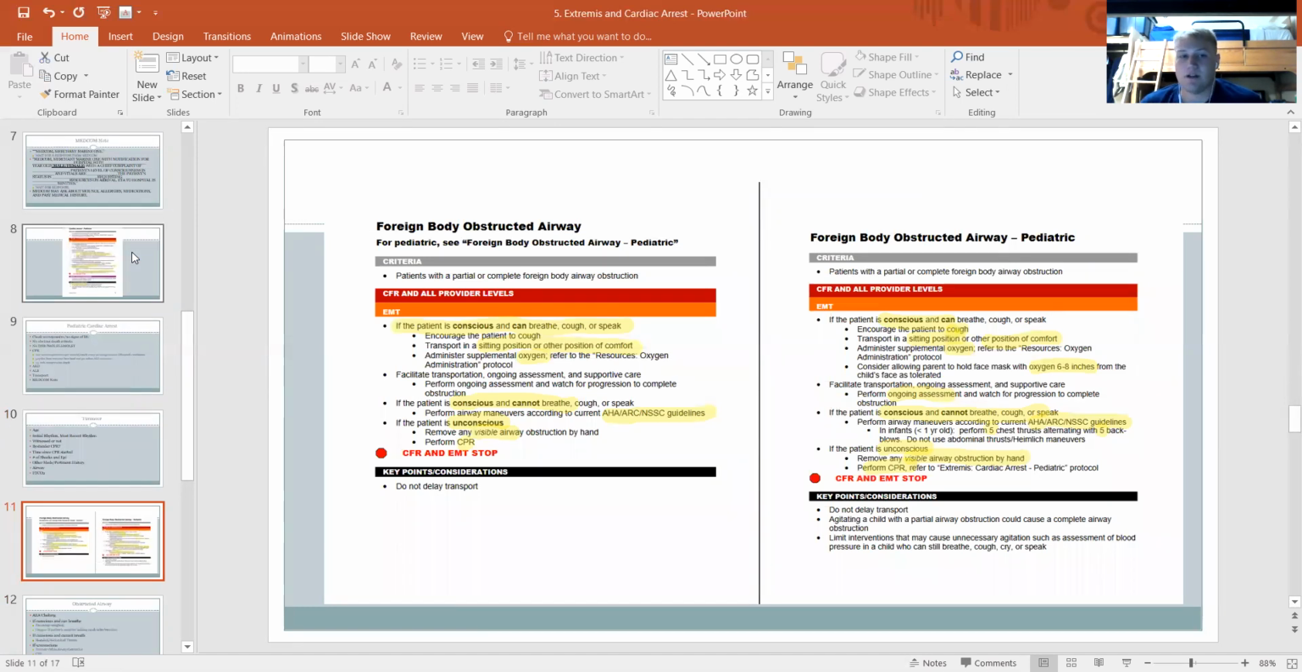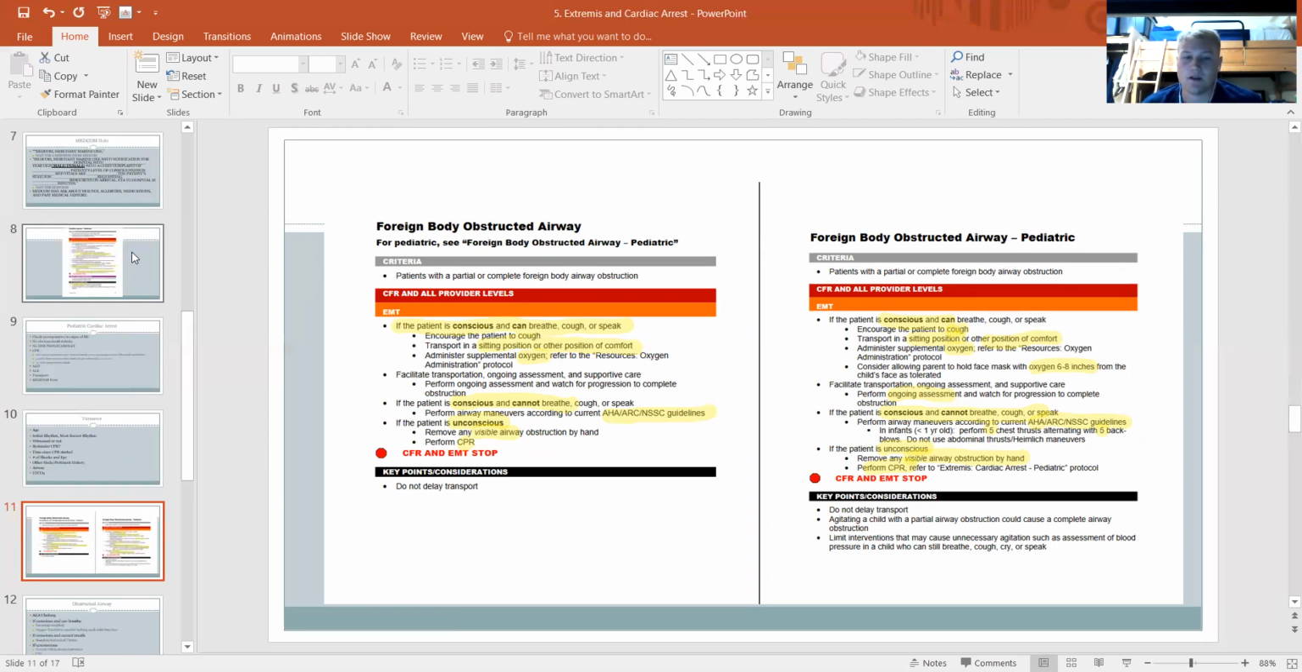So after cardiac arrest, we're going to go into foreign body obstructed airway, or choking as it's more commonly known. So basically criteria is going to be patients with a complete or partial foreign body airway obstruction. So that means they're having trouble breathing, they're choking. This has 3 different levels. So you have patient is conscious and can breathe, patient is conscious and cannot breathe, and then patient is unconscious and cannot breathe.